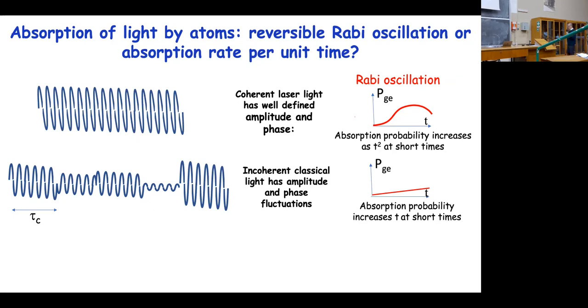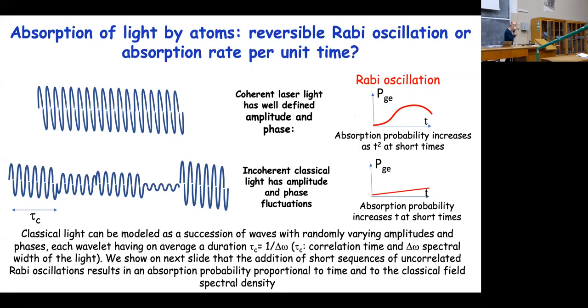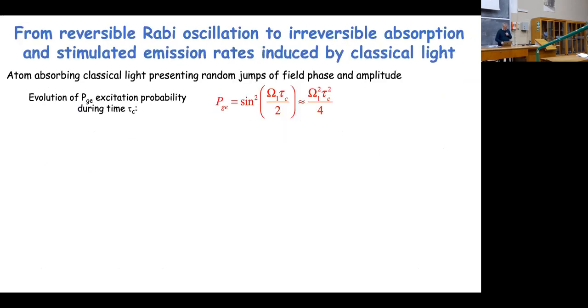So how does it translate in the problems that I wanted to describe now? What you have to do when you have a classical light is to assume that during time tau c, you have a piece of Rabi oscillation. And then after that time, another Rabi oscillation occurs, but with a completely unrelated phase. So you have to add pieces of Rabi oscillation which lose the memory of the phase after a time of the order of tau c. And this will give rise to very simple formulas you will see on the next slide.